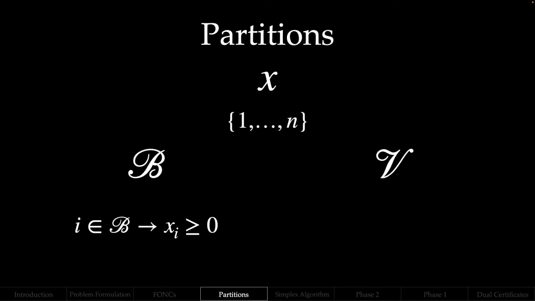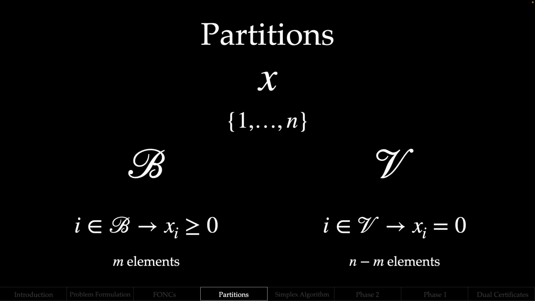What this means is that if we have an index i in the basis set, then the ith component of X is going to be greater than or equal to 0. That's what it means to be in the basis set. If you're in the free set, then for any index i in the free set, xi by definition is equal to 0. So in the basis set, we're going to have m elements. In the free set, we're going to have n minus m elements. This relates to what we saw before, that n minus m components of X equal to 0 are going to define that vertex.